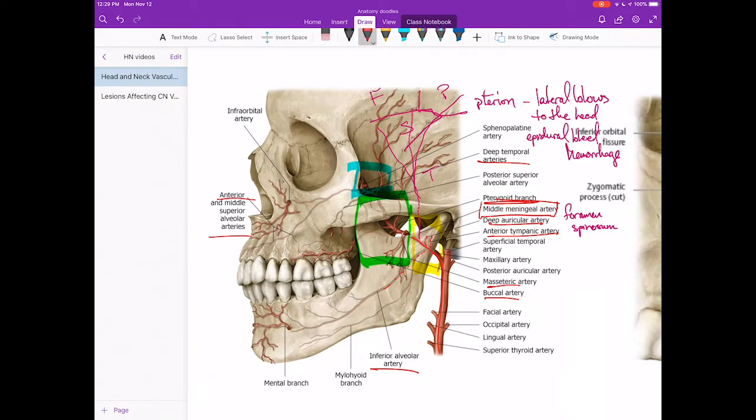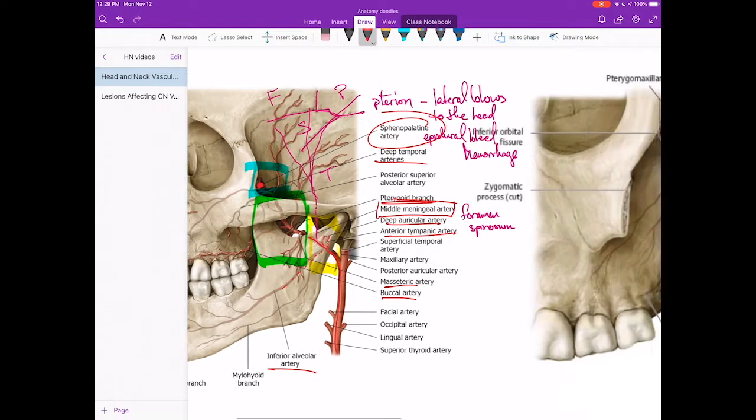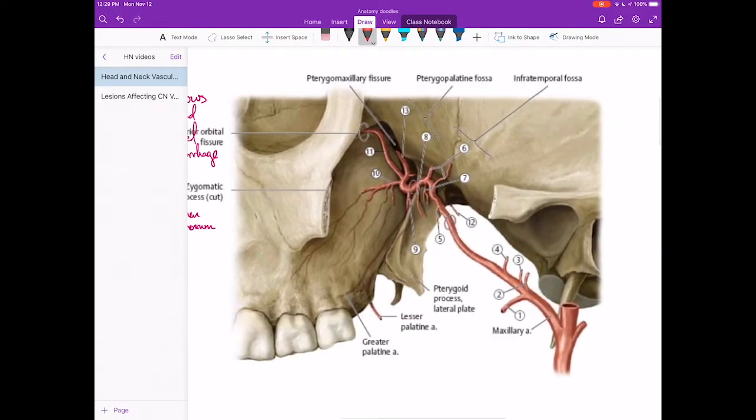And then very importantly, this artery right here changes from maxillary to the sphenopalatine artery. And the sphenopalatine artery is the artery that is going to enter into the nasal cavity. So here's a magnification of this.